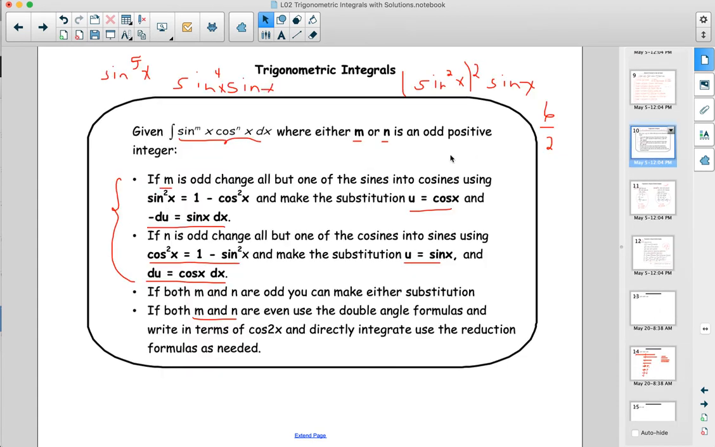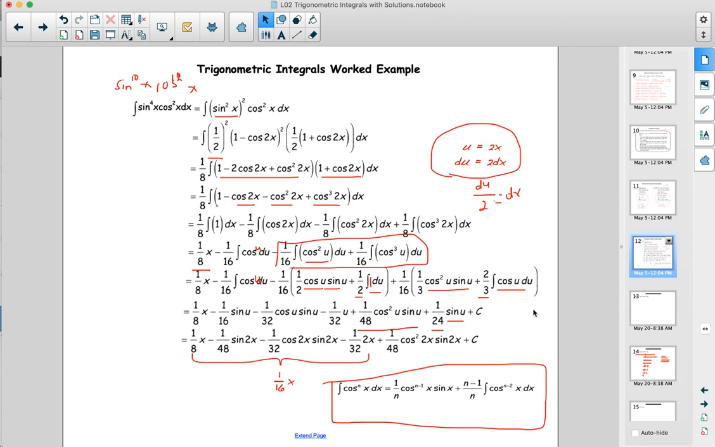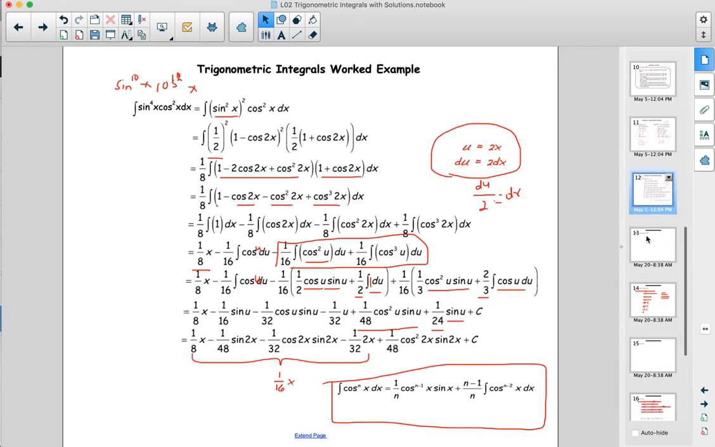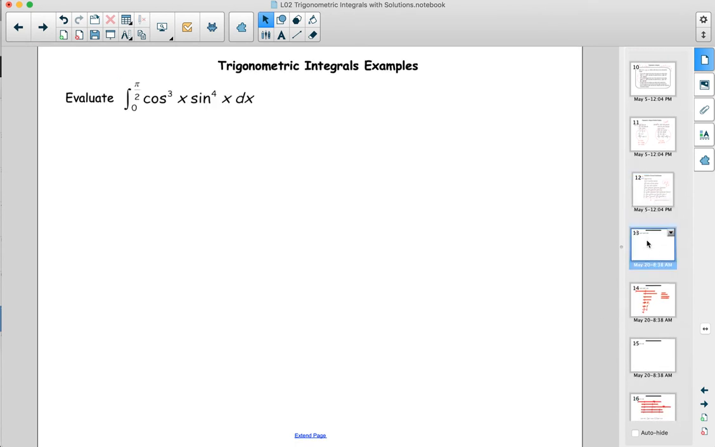And then it's just a matter of you deciding whether even or odd. Take the one that's odd, let's say m was odd, and you take out the extra sine, and then you replace based on the Pythagorean identity. If they're both odd, it doesn't matter. It's when they're both even that is the most amount of work, such as in this example here. So hopefully you'll get one in which one of the pieces is odd.